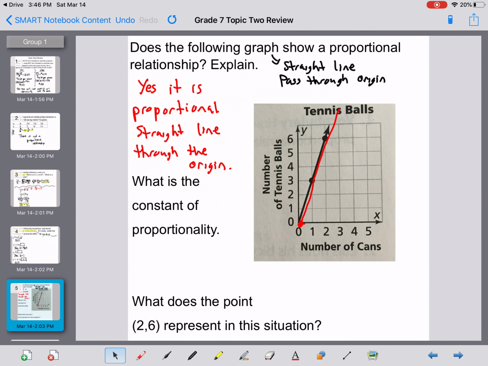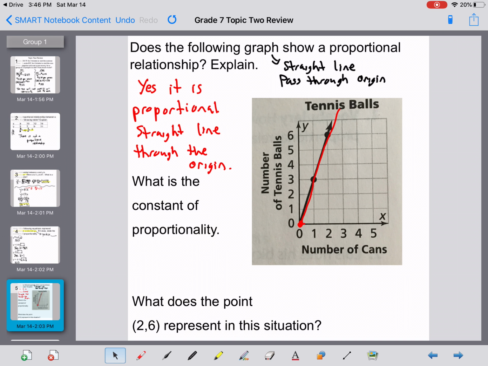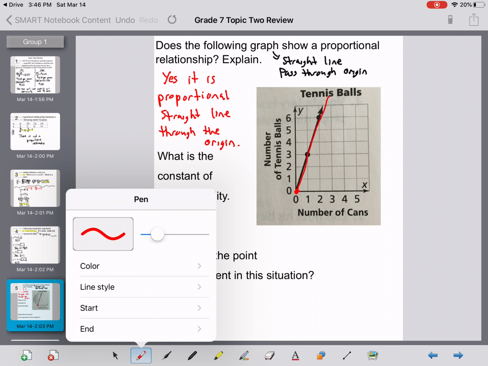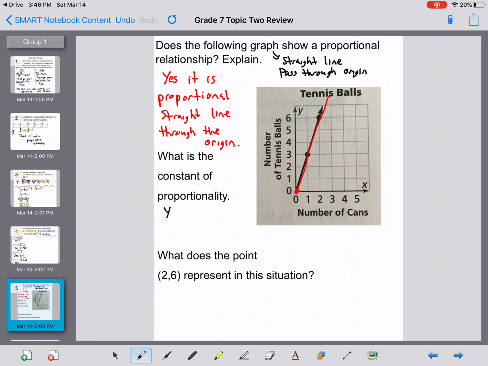Now the other questions ask us, what is the constant of proportionality, and what does the point 2,6 represent in the situation? Remember that our constant of proportionality is y over x. So I can pick any point in my graph and divide y divided by x to determine my constant of proportionality. I have 2 points on my graph.